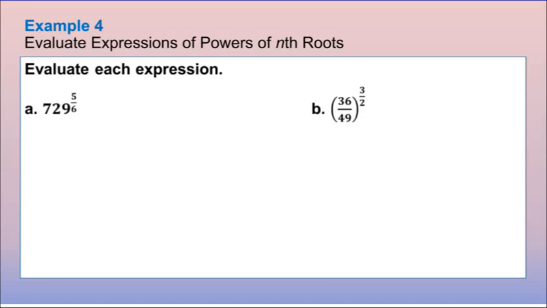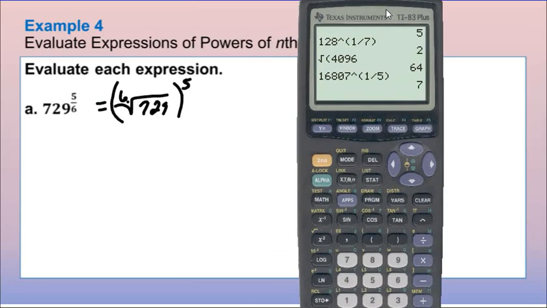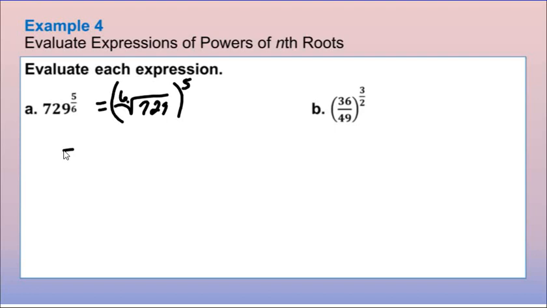So let's simplify these. If we're evaluating these, this is really saying what's the 6th root of 729? And then I'm going to raise that to the 5th power. So we're going to grab our calculator here. And on here, let's do 729 raised to the 5/6 power. That would give us an answer of 243.